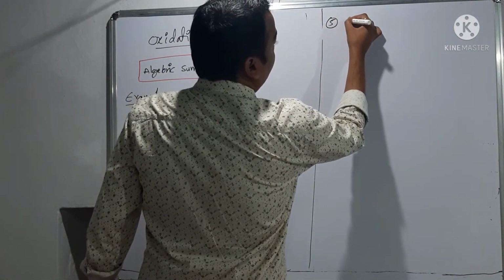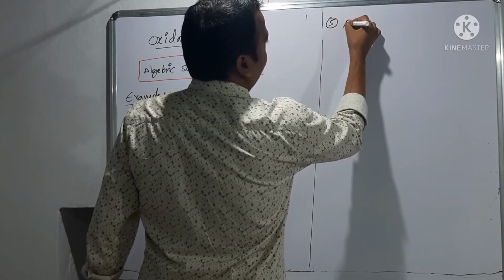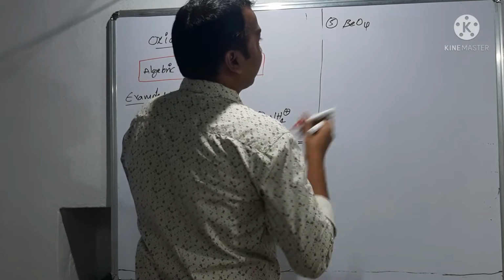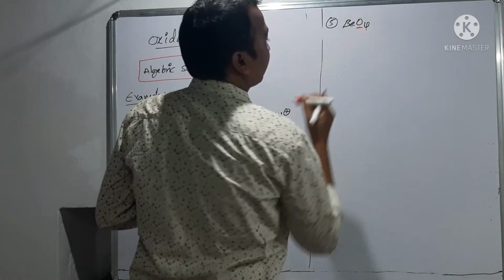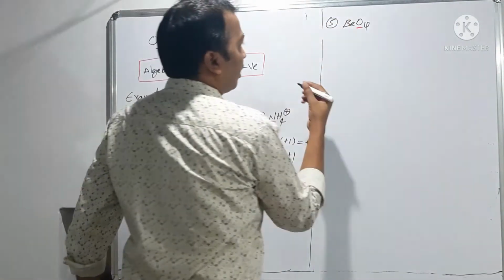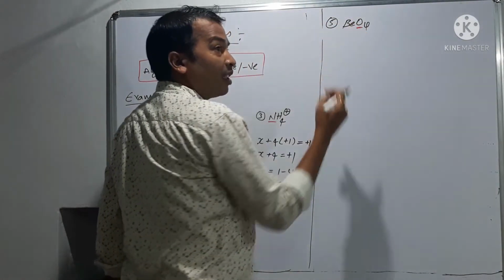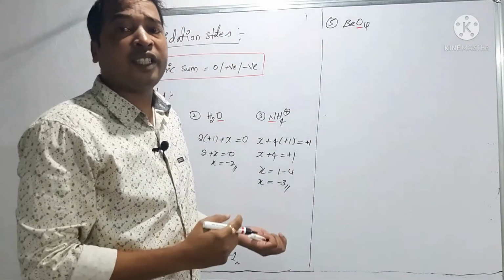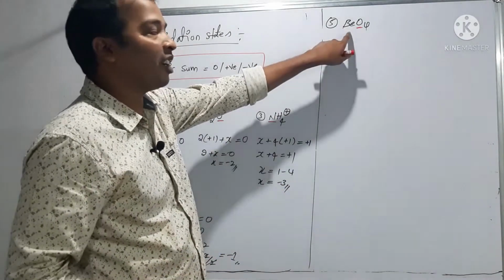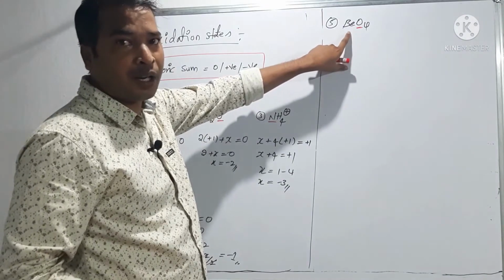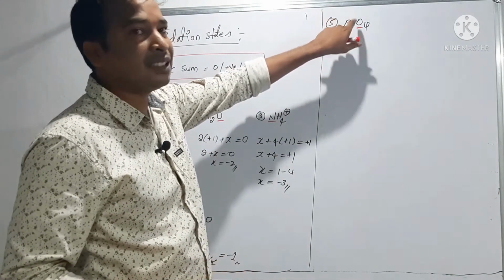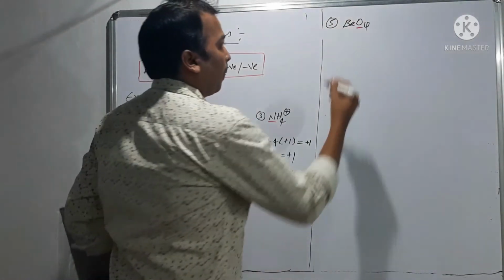Fifth one, in superoxides. So I am taking BeO4 superoxides. In this one I am asking to find the oxidation state of oxygen. So generally beryllium comes from the second group, that's why it easily loses 2 electrons to get the helium configuration. Beryllium's atomic number is 4. By losing 2 electrons it gains the helium configuration, that's why it always exists as plus 2.